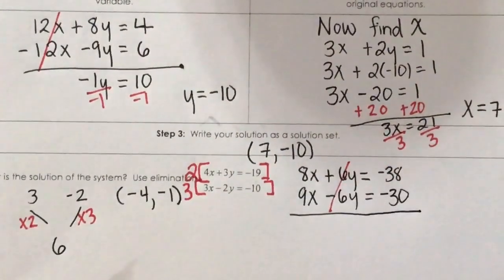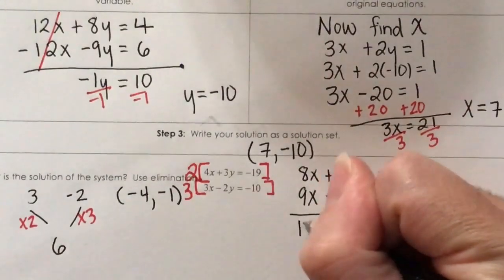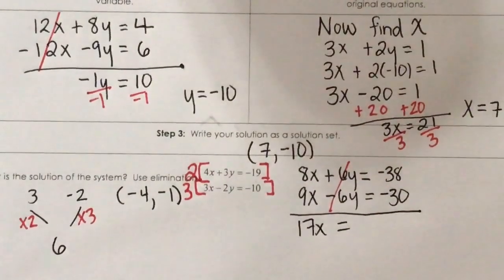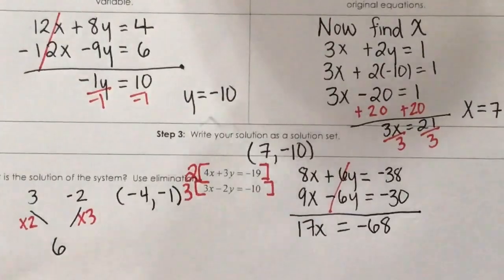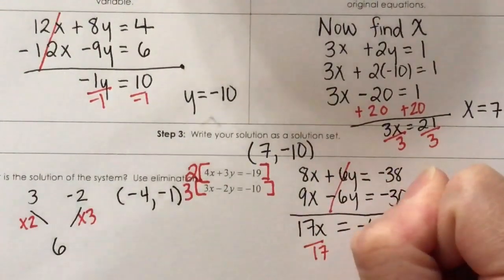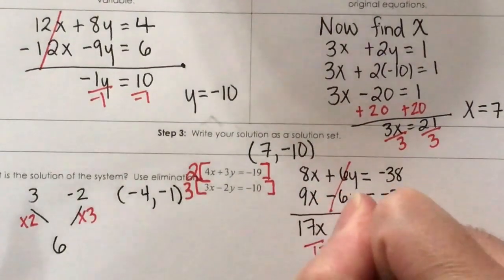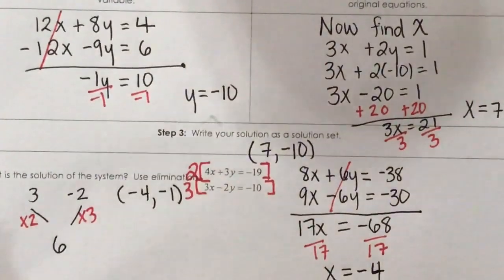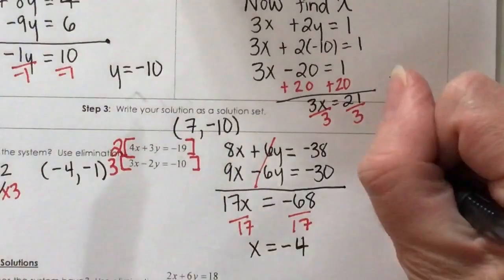Add what you have left. So 8x and 9x add and make 17x. Negative 38 and negative 30 add to negative 68. Divide by 17. And 17 will go evenly into negative 68, so x is equal to negative 4. All right, so we're halfway there. Now find y.